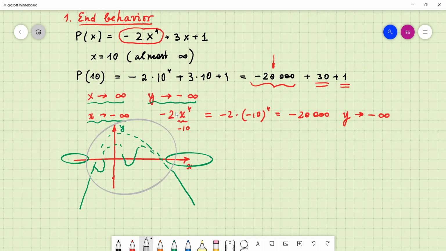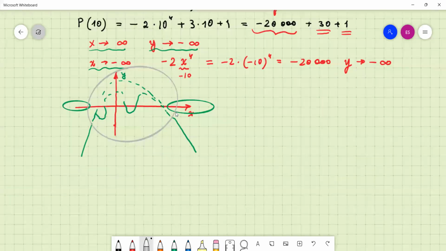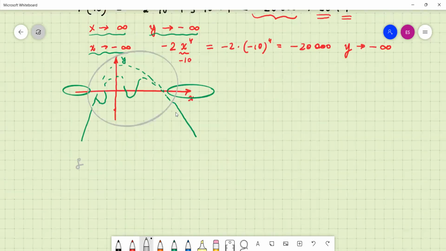Okay, I'm going to ask you to check this function on your own. The function is the polynomial 2x to the power of 5 plus 3x squared. I just want you to find the end behavior. I'm going to count to 5, but you can stop my video and try to solve it on your own. So 1, 2, 3, 4, 5. I'm going to start solving it.